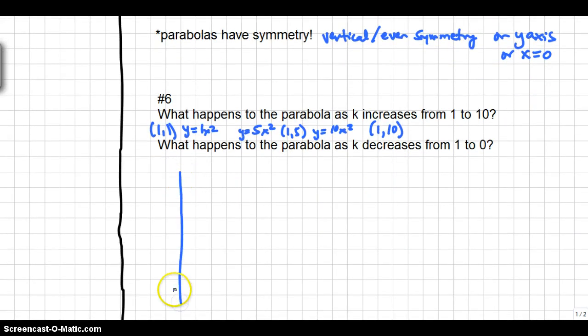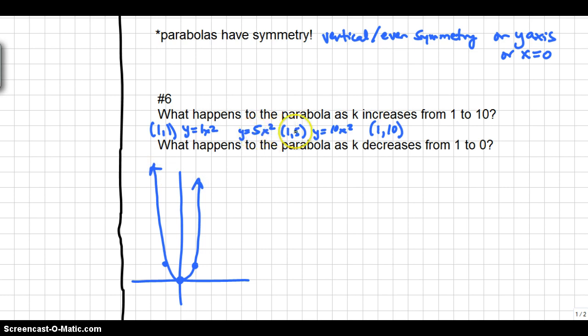So if I'm graphing my parabola, they're all going to have that vertex at (0, 0). The graph of 1x squared is going to have its next coordinate at (1, 1). Keep in mind that parabolas are symmetric, so its mirror image is going to be right over here. So that first parabola of 1x squared is going to look like that.